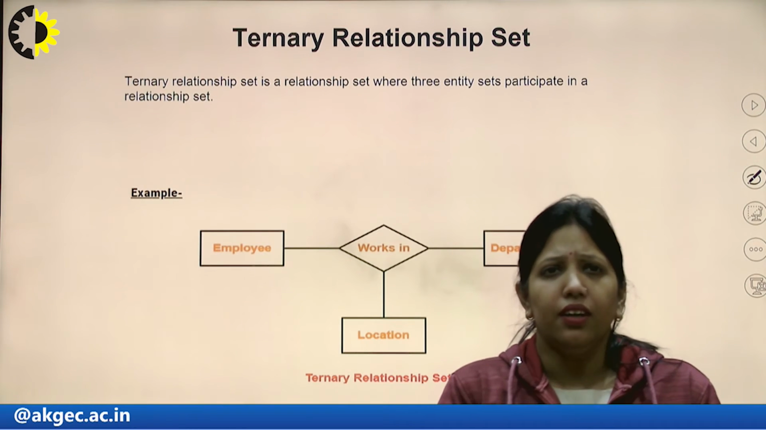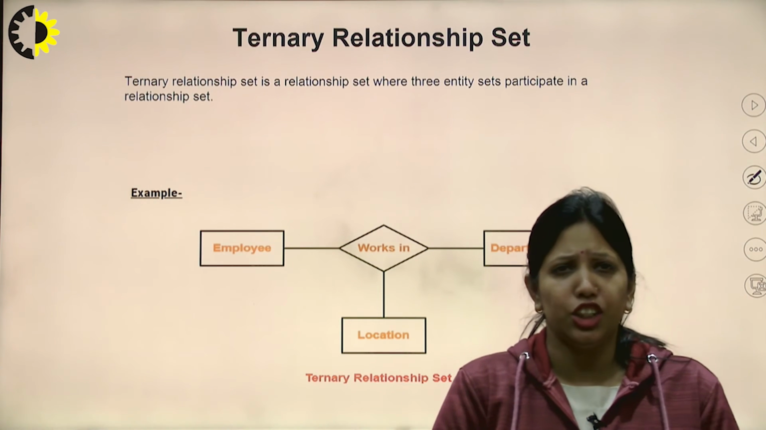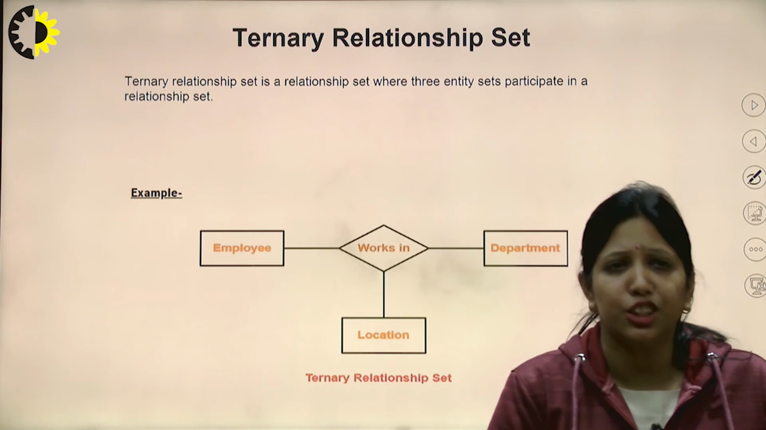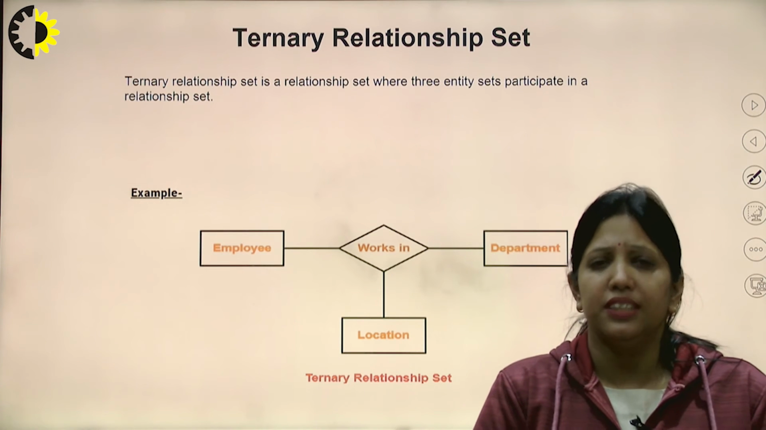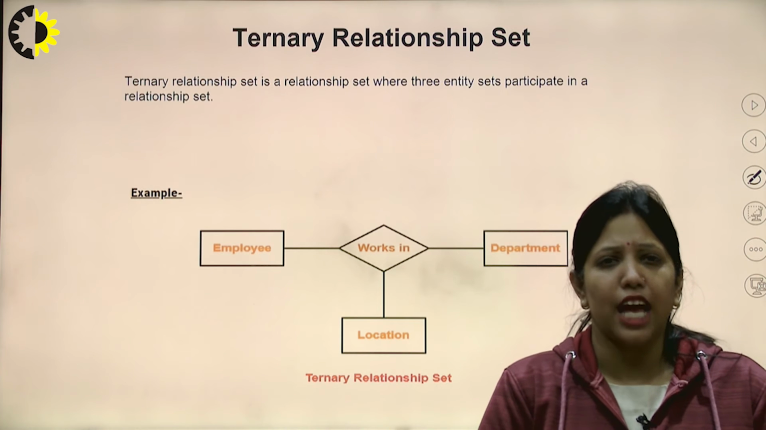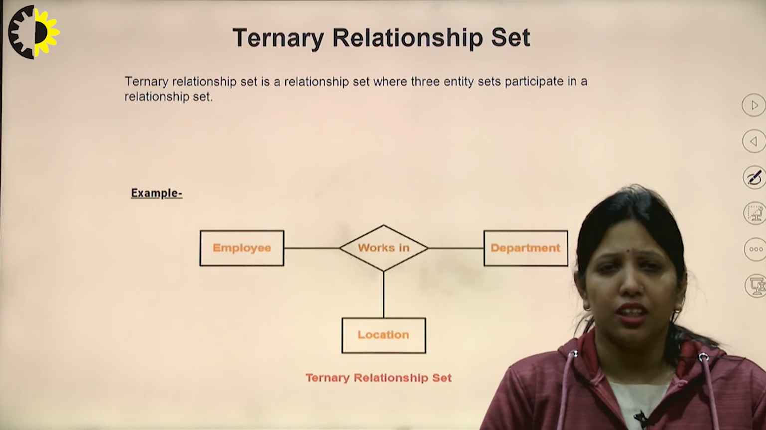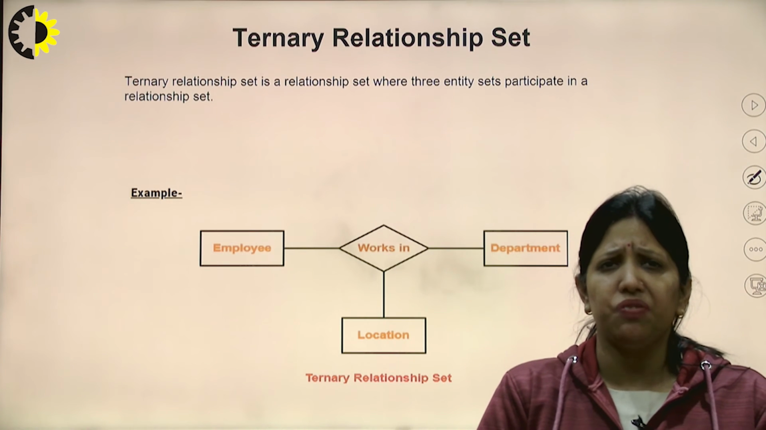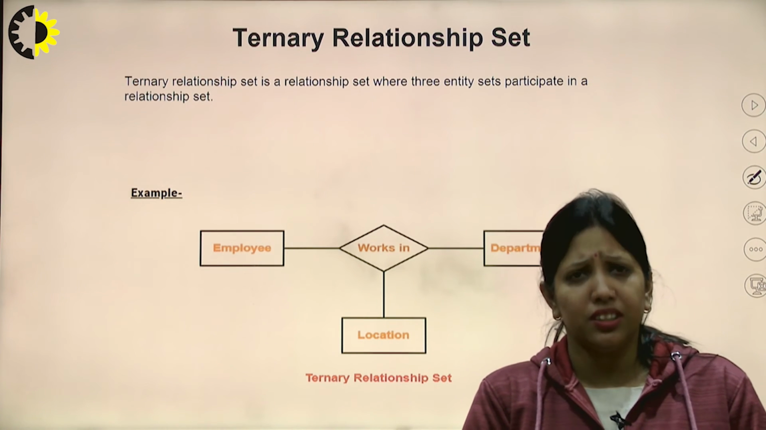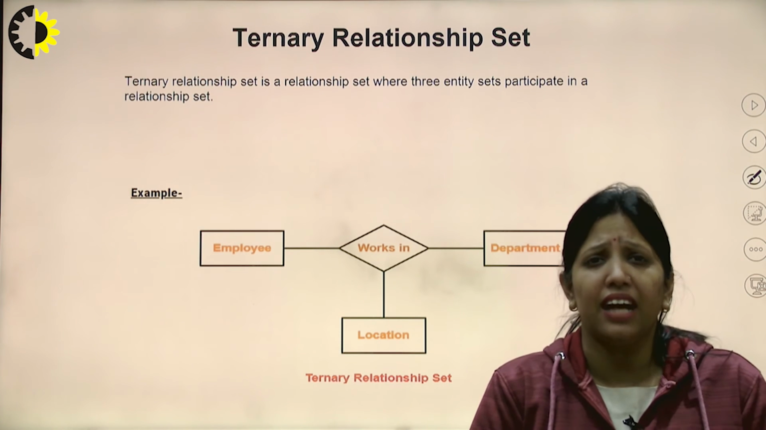Then we have the ternary relationship set. A ternary relationship set is a relationship set where three entity sets participate in the relationship set. For example, here we have three entities: one is the employee, second is the department, and third is the location. And in all these three entities, we have only one relationship, that is works in. So this is a ternary relationship, the relationship between three entities.